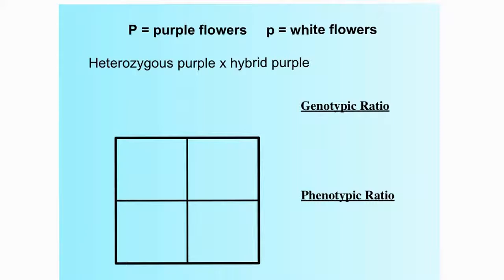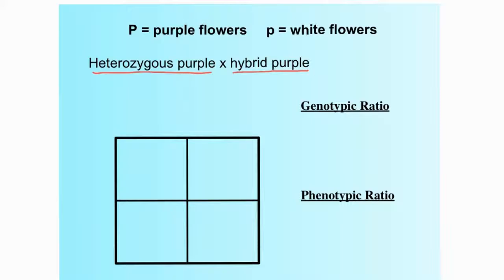And now one more for you to try. Hopefully you're getting the hang of it. Now remember, step 1 is always figure out the genotype of the parents. Turn these words into letters. So we got to turn heterozygous purple into 2 letters. And we got to turn hybrid purple into 2 other letters. Let's see if you can figure this out.